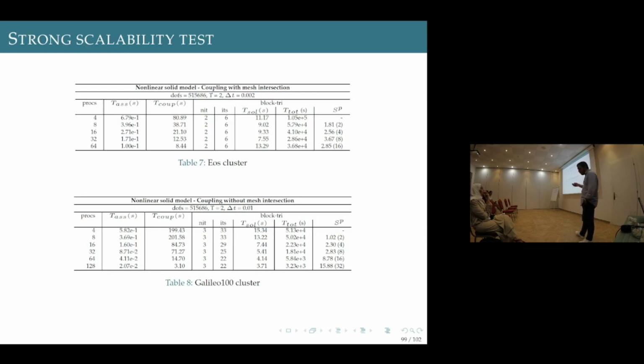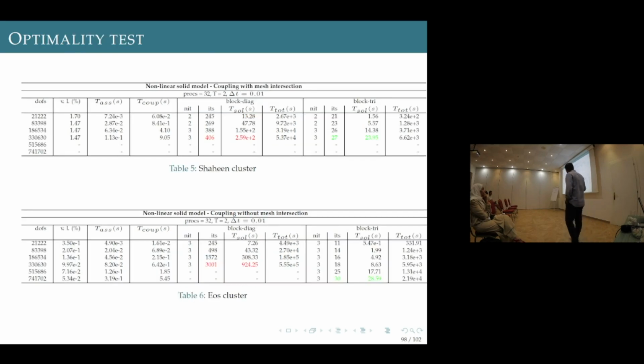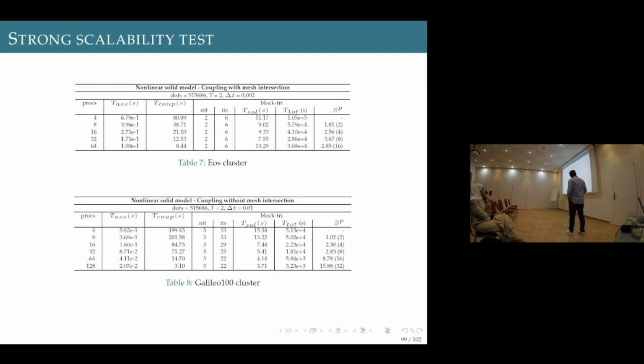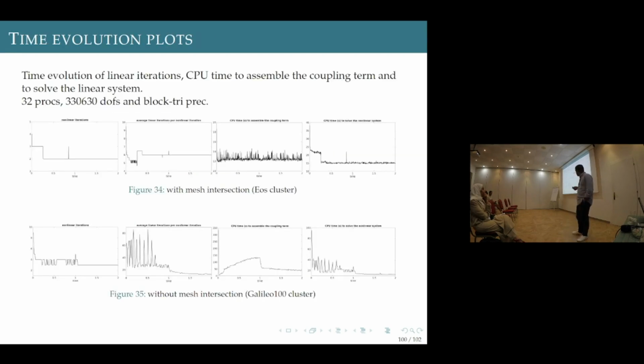Strong scalability. We have the nonlinearity part, so the scalability suffers. We have 2 instead of 16 with mesh intersection, and 15 instead of 32. The volume loss, also in this case, is better when we don't use intersection, for the same reason as before.